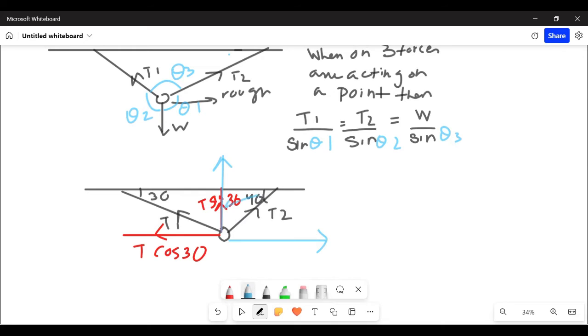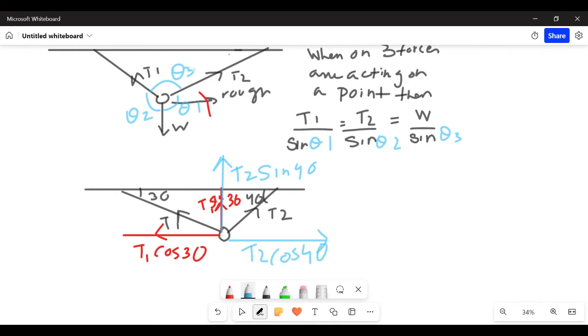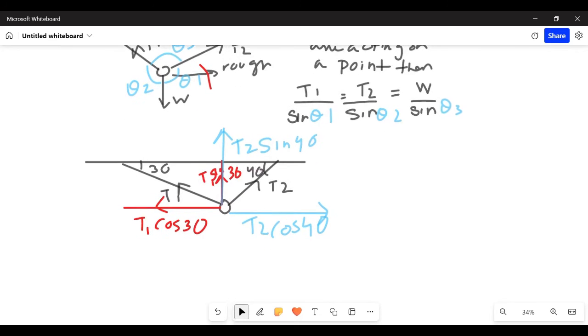Okay. Now this is the opposite to the angle. So it's going to be T2. Okay, the first one should have been T1 and T1. So this one is going to be T2 sine 40. And this one is the base or the adjacent component, which is the cos component, so T2 cos 40. There's also going to be a weight in the downward direction, so mg downwards.